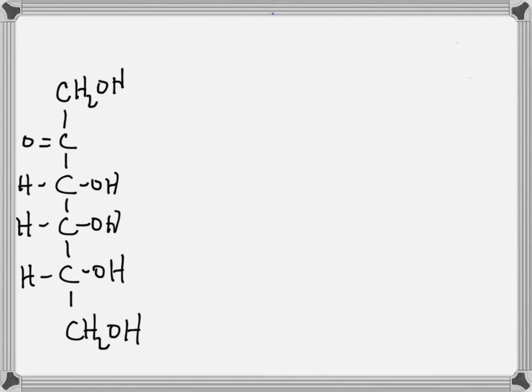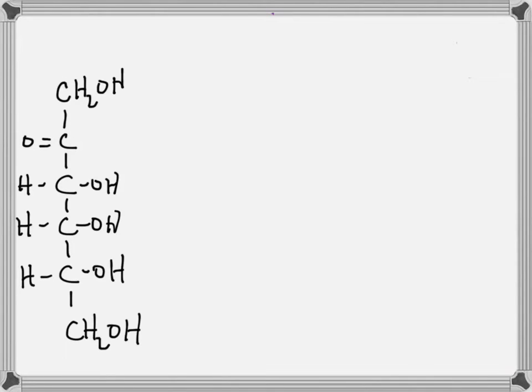So the first thing I would do is number the carbons in the molecule. And remember, when numbering carbons in a chain like this, we want to make sure that the anomeric carbon, or the carbonyl carbon, gets the lowest number possible. That's something we learned about in organic chemistry. So we can go ahead and number these.